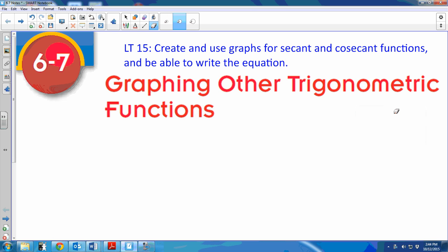All right, today we're going to do learning target 15, and it's graphing secant and cosecant functions. And these are actually really easy if you remember how to graph sine and cosine functions. But I know that we've been on fall break, so you may or may not remember.